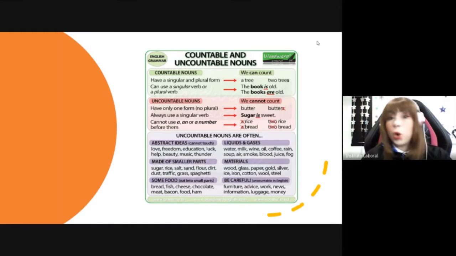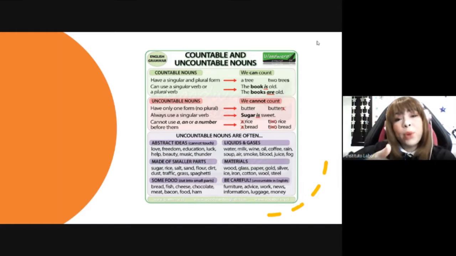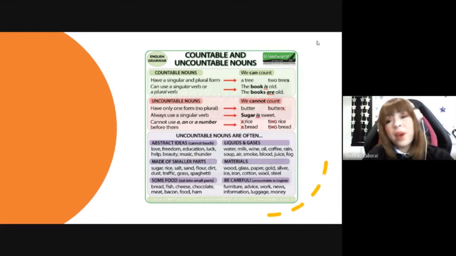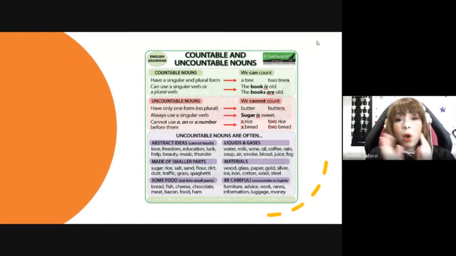Uncountable nouns or non-countable nouns, that is another name for them, have only one form, no plural. Example, butter. Yes, the one that we use to spread on the bread, butter, the yellow one. The correct form is butter. It's only singular. We can't add the S. It's incorrect to say butters. That's incorrect. We always use a singular verb. Uncountable nouns always use a singular verb.